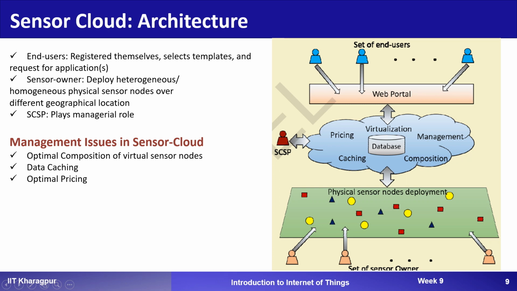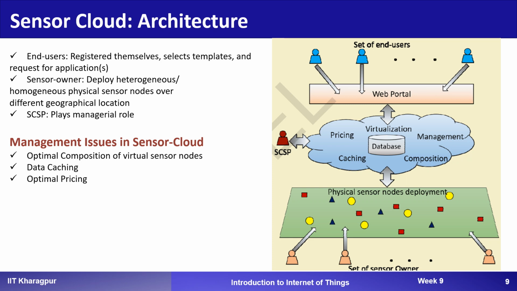Then, management issues that can occur in sensor cloud. The first one is optimal composition of virtual sensor nodes. Optimal composition of virtual sensor nodes means, for a particular kind of application, how many sensor nodes are required, or how many virtual sensors we can create from a single sensor. Taking this decision is one of the major issues.